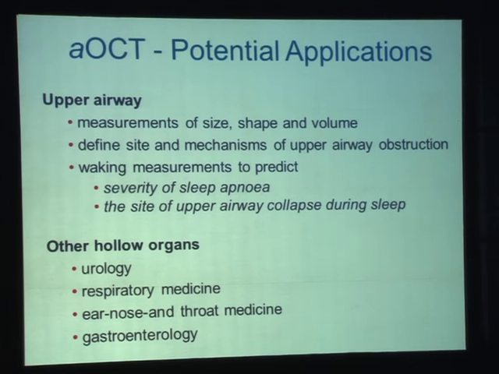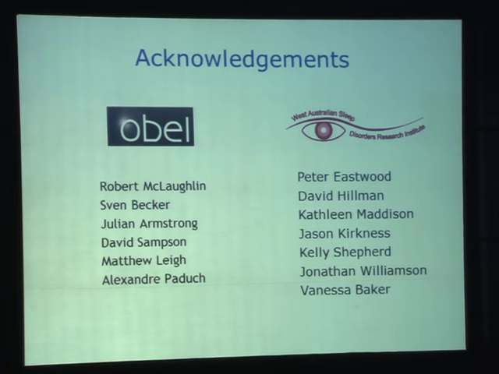And perhaps we can use awake measurements to predict severity of sleep apnea and the site of upper airway collapse during sleep, a bit like the drug-induced sleep endoscopy. It's essentially a modified awake manoeuvre, but it looks like it has quite good predictive value, particularly if you get those BIS levels right for working out what's happening with the airway during sleep. And of course, any hollow organ you can put a probe into, this system can be used, for example, in the urological setting, respiratory medicine, the ENT setting, and gastroenterology. And I'll stop there. Thank you very much.